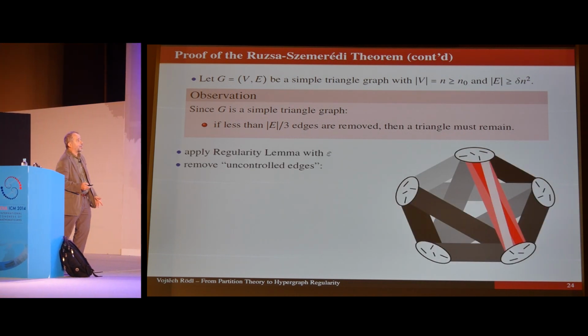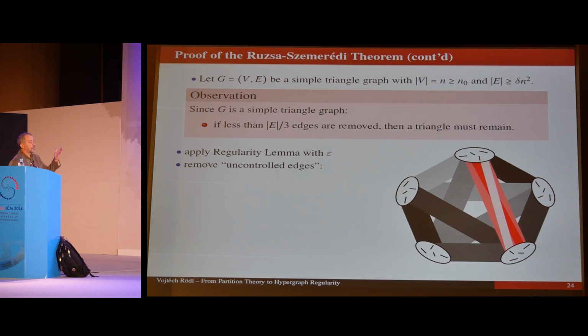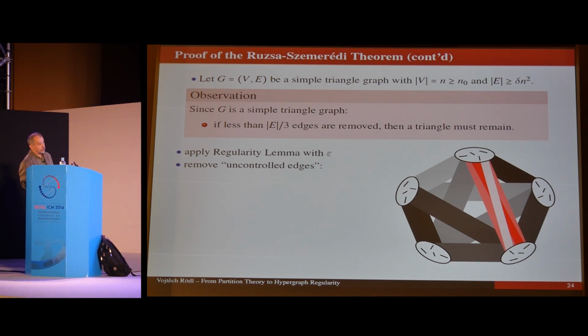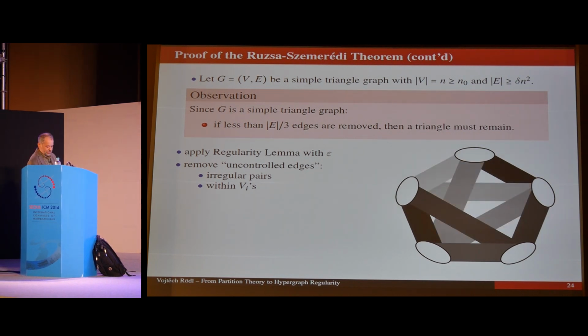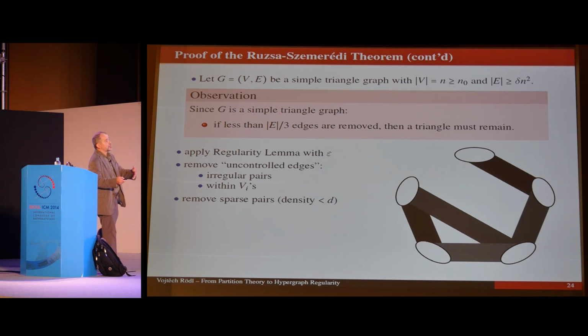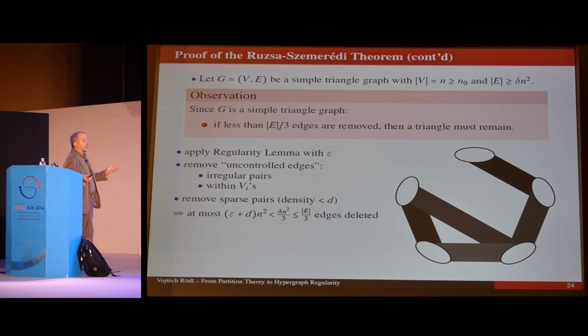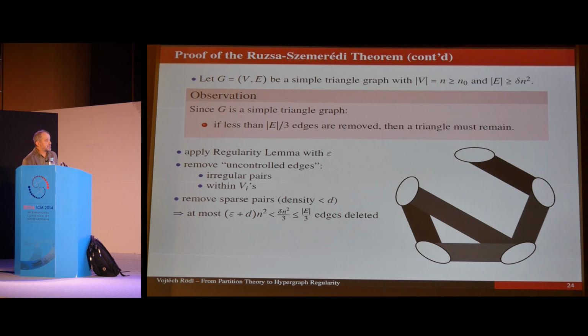We apply the regularity lemma, and remove uncontrolled edges, those in irregular pairs. You see, they disappeared. We also removed the edges which are inside the blobs. They disappeared. And also the edges which are in the pairs which are sparse. They have density less than d. The shade of gray is light. We remove them, they are gone. But since we chose d and epsilon much smaller than delta, we didn't remove many edges, less than 1/3. What it means, a triangle must remain.